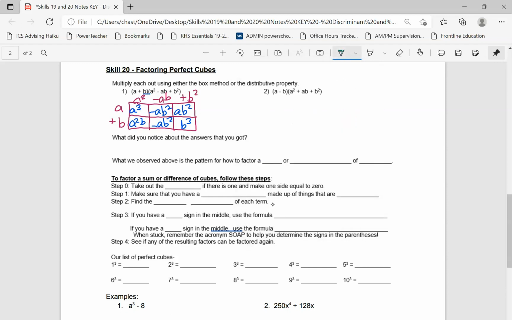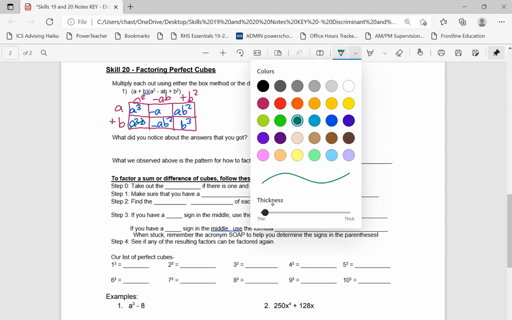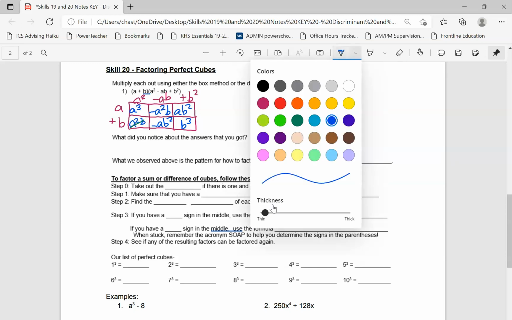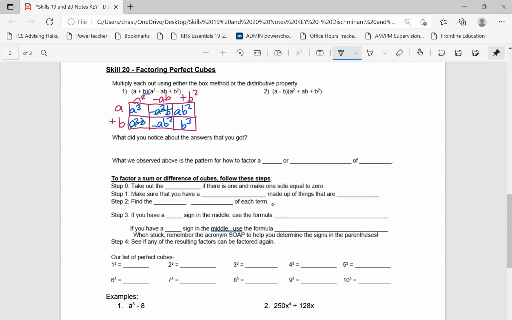If we look here, do you see how we have a positive a squared b and a negative a squared b? Whoops, that actually should have said a squared b, and I wrote ab squared. Let me fix that. And those should cancel out, so sorry about that. And then we have a negative ab squared and a positive ab squared, so that cancels out, and all that's left is a cubed plus b cubed.